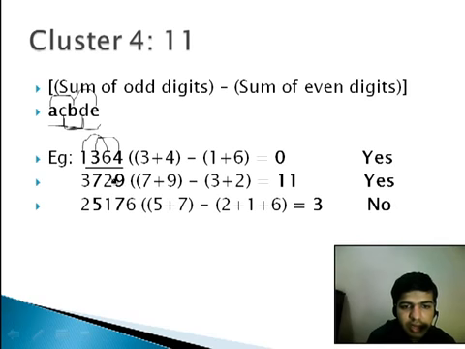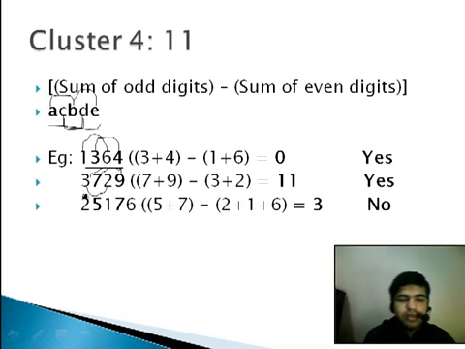Similarly, in the next example, I have 7 and 9 as odd-place, alternate digits. We have to consider, starting from the right, the alternate digits. 7 plus 9 is equal to 16, and the other digits, the even-place digits, would be 3 and 2. So if we add 3 plus 2 and subtract it from 7 plus 9, that is 16 minus 5, which is equal to 11. So yes, 11 is a multiple of 11. So that entire number 3729 is a multiple of 11.